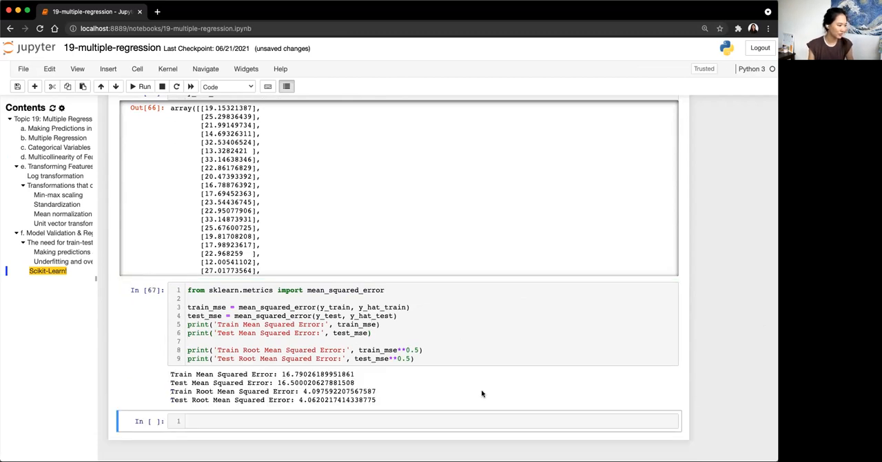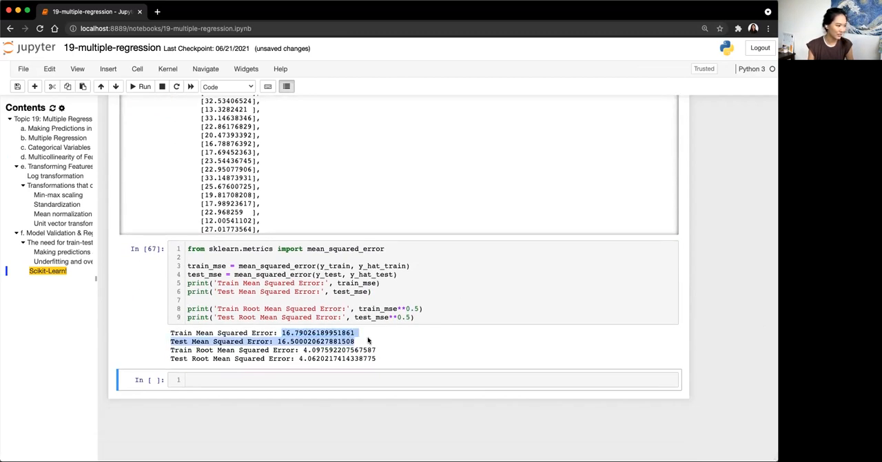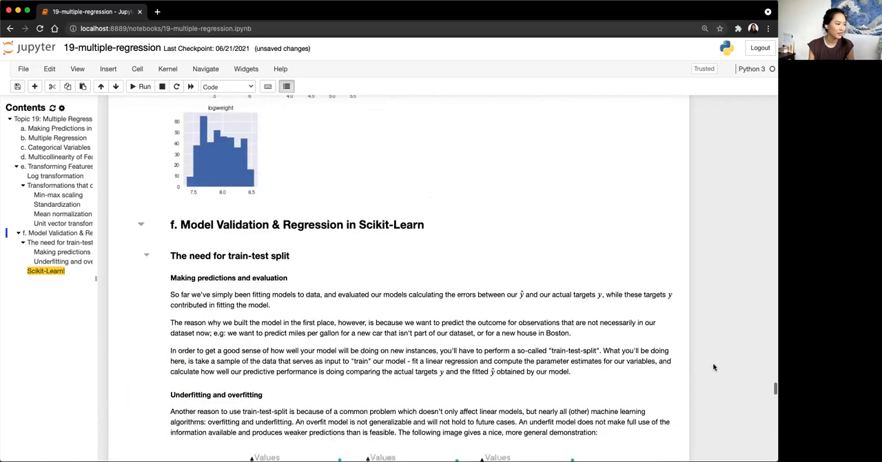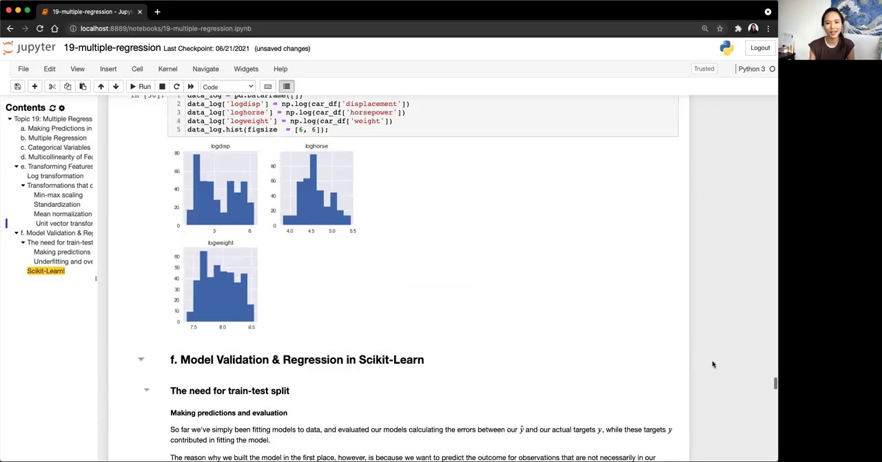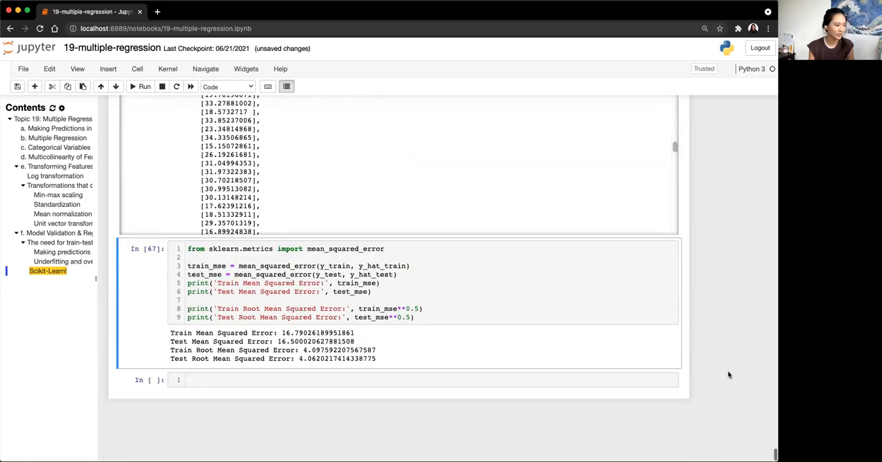When I run this code real quick, you can see that the train and test mean squared errors and root mean squared errors are pretty close. This one is squared, so let's just look at the regular value. Root mean squared error for our train set is 4.097, basically about 4.1. This error is basically the average error between the line and our data points for our train set.